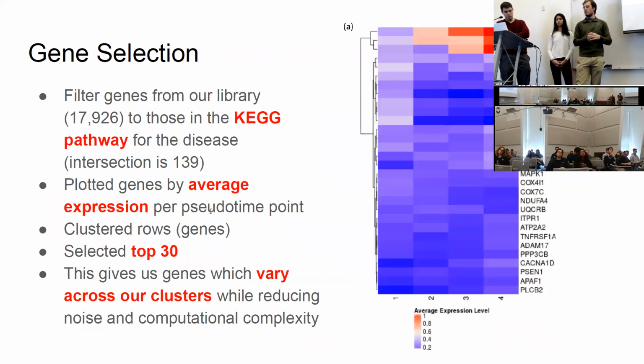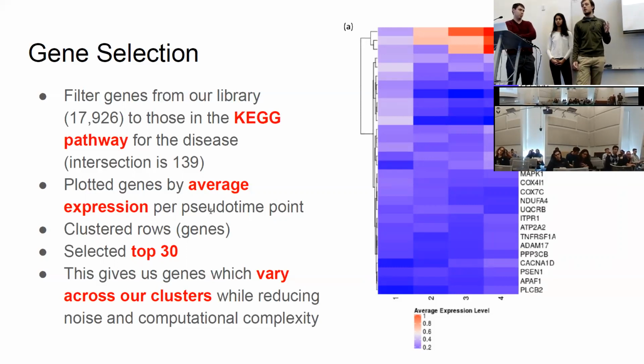Finally, before we trained our network, we first tried training the network on the genes which defined that disease state, the genes which were differentially expressed that define that state. But we ended up with a lot of noise there. So first we took our entire library, 17,000 genes, and filtered down to those in the KEGG pathway for either Alzheimer's or Huntington's, which gave us 139 genes. And then we plotted the average expression of those genes across our 4 time points.